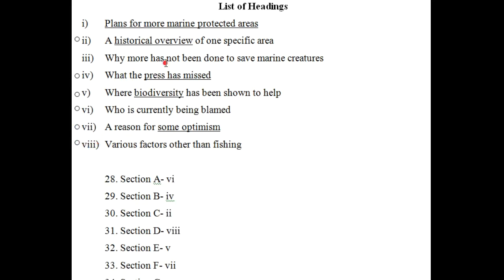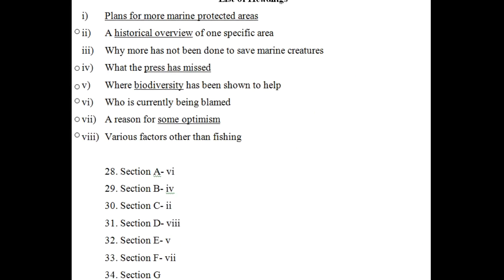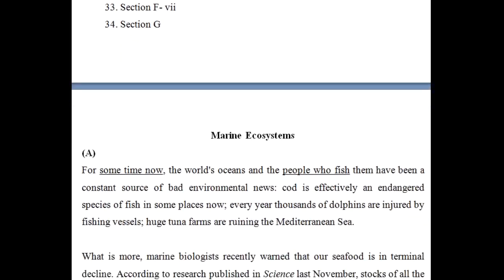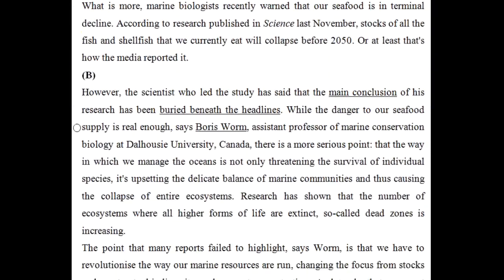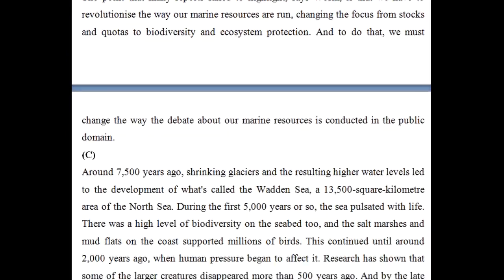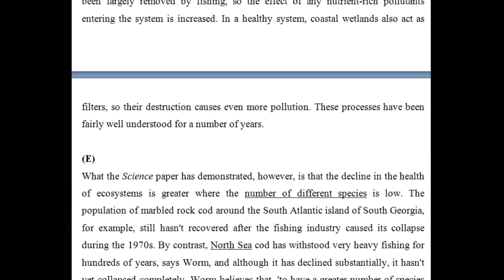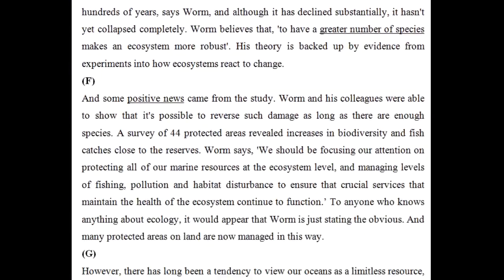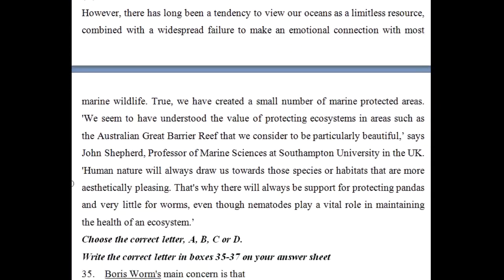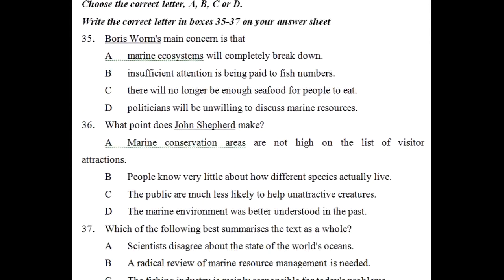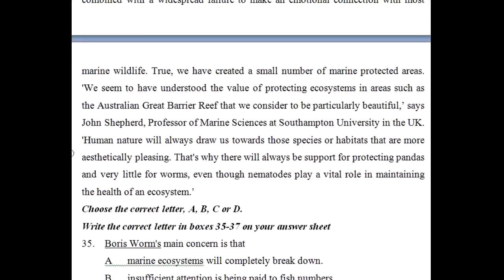Now we are left with only 2 options. Plans for more marine protected areas, or why more has not been done to save marine creatures. And we have only one option left. So let's go down to G. This longer question, that's why the video is a bit longer. But then there is no way. You have to understand like this. Only then you will be able to be successful in the exam. So let's see the last passage.